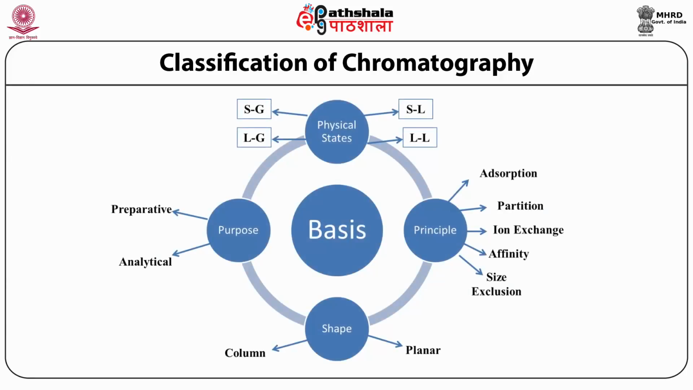Classification of chromatography. The classification of chromatography is based on different criteria. Number 1, purpose of the chromatography experiment. Number 2, geometry of stationary phase and support used. Number 3, physical states of stationary phase and mobile phase. Number 4, principle of separation used. Number 5, polarity of stationary phase and mobile phase used.